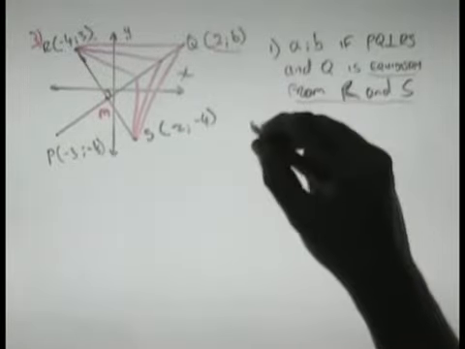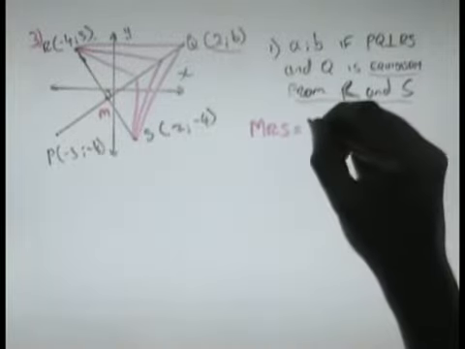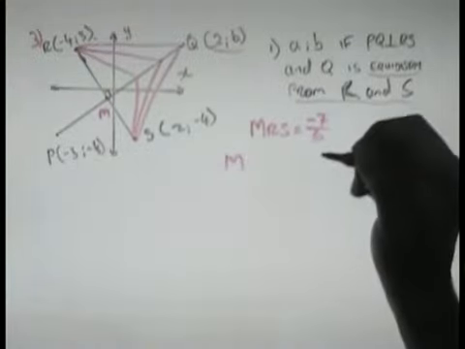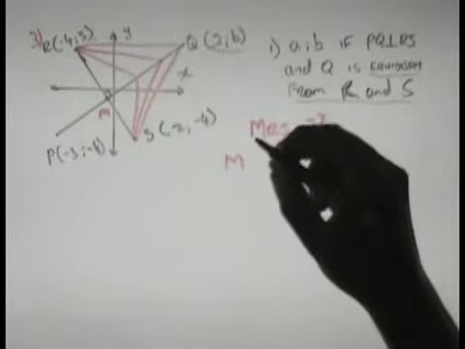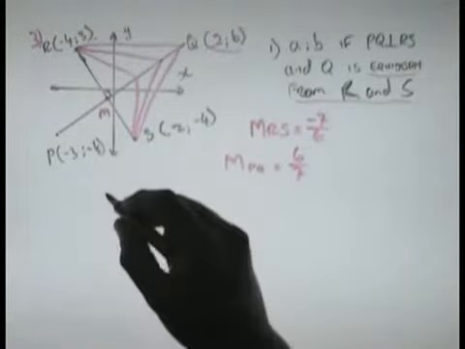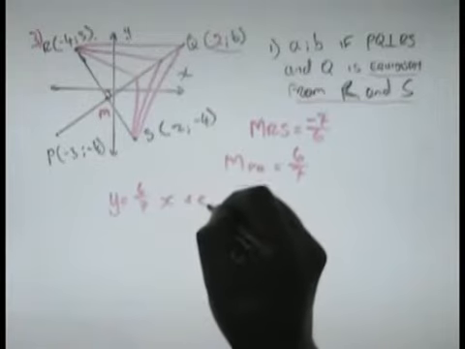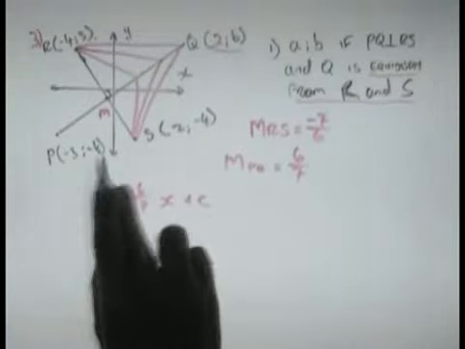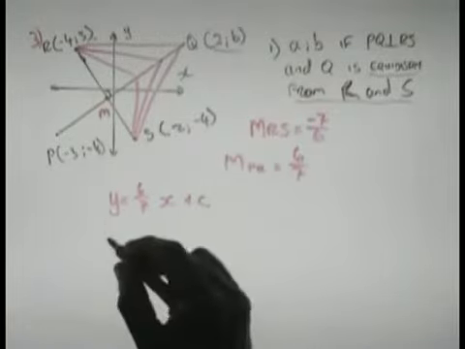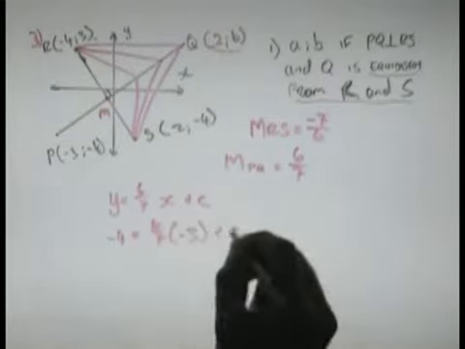Now we've got our gradient. We know that our gradient of RS was given by minus 7 over 6, which means that our gradient of PQ we know is 6 over 7. That means that the equation of PQ reads y is equal to 6 over 7 x plus c. To get our c value, substitute the only real point that we have. That means that minus 4 is equal to 6 over 7 multiplied by negative 3 plus c.